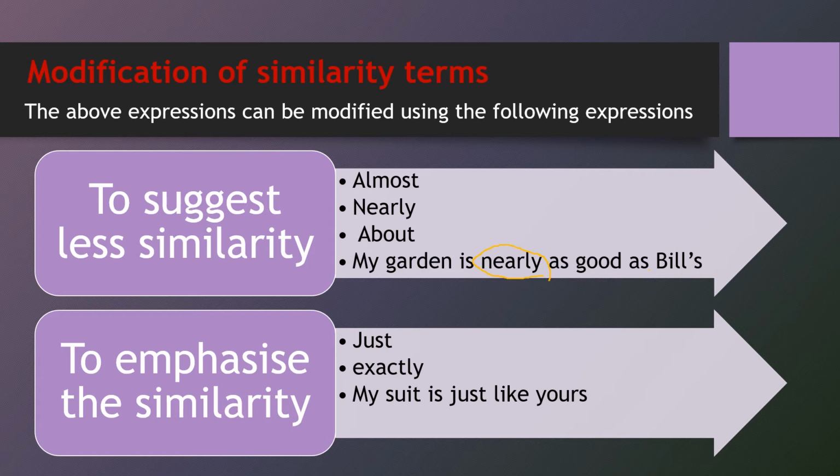If you want to weaken the similarity in this example, we can use one of these tools. For instance, my suit is nearly like yours, which means it's not that close or not that similar to yours. So you've got either almost, nearly, and about to lessen the similarity. And on the other hand, if you want to emphasize the similarity, you would use "just" and "exactly". Okay.